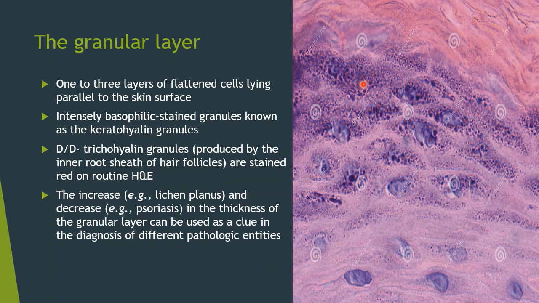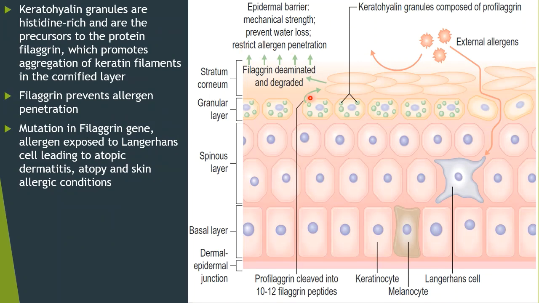This granular cell layer increases in some diseases like lichen planus and decreases in some diseases like psoriasis. And so the assessment of this granular cell layer helps us to identify various disorders. And these keratohyalin granules actually secrete profilaggrin. So profilaggrin is the precursor protein of filaggrin, which promotes the aggregation of keratin filaments in the cornified layer. That's why filaggrin prevents allergen penetration into the skin. And when there is some mutation in the filaggrin gene, these allergens can be easily exposed to the Langerhans cells, and thereby lead to atopic dermatitis or other allergic skin conditions.